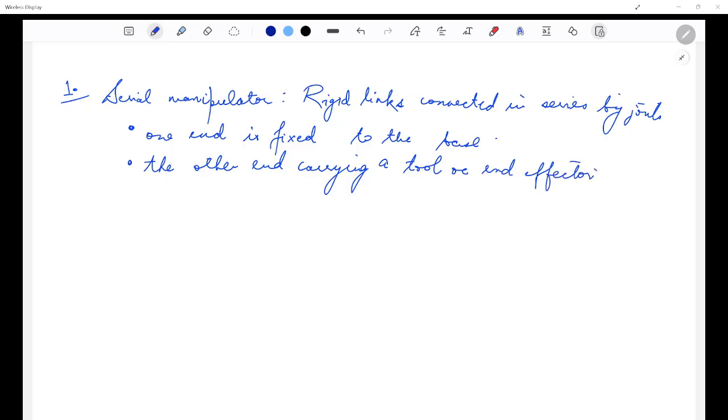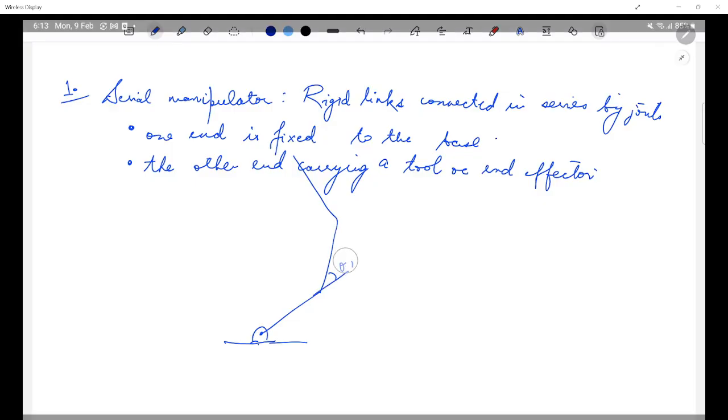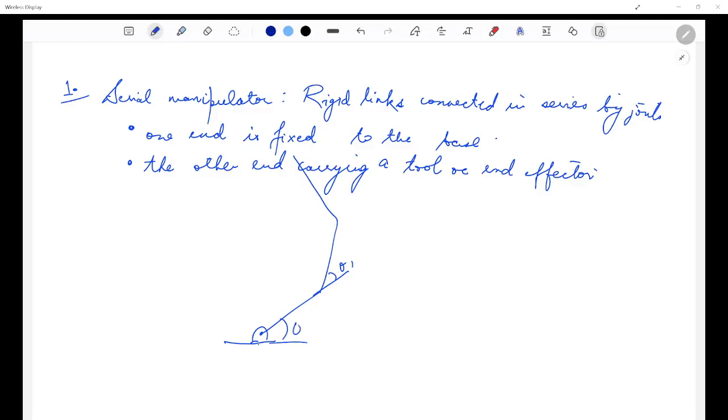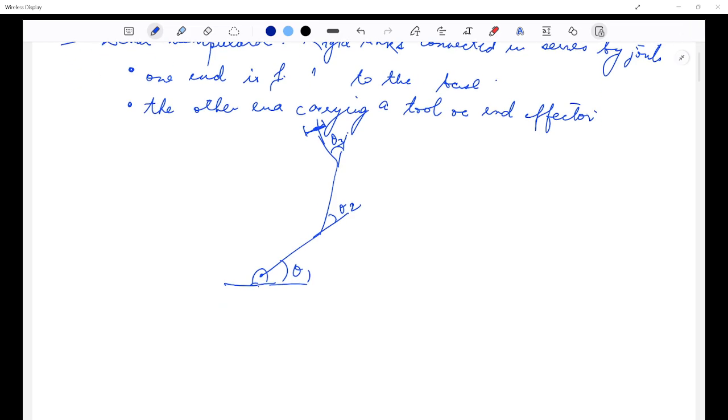Okay, so basically, what happens if we talk about a 3R manipulator? Let's say this is the fixed base of the robot, then it would be like this. Let's say this angle is theta 1, this angle is theta 2, and this angle is theta 3. So it has an end effector here. This is your end effector. It can be a tool, or it can just be an end effector which is supposed to manipulate the environment.